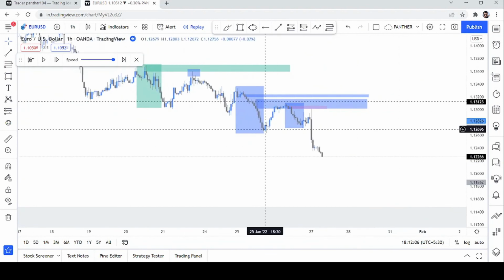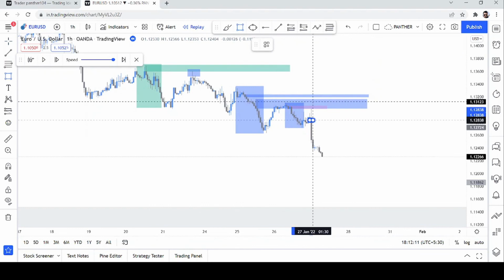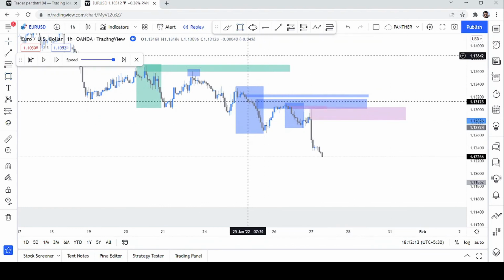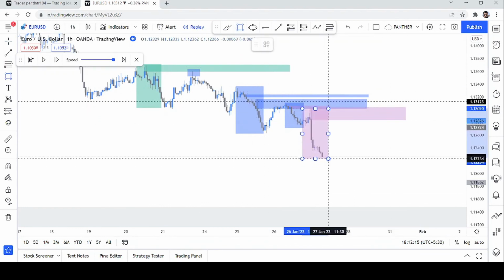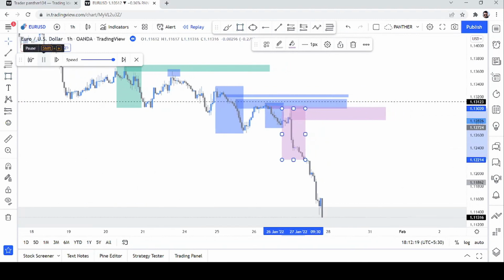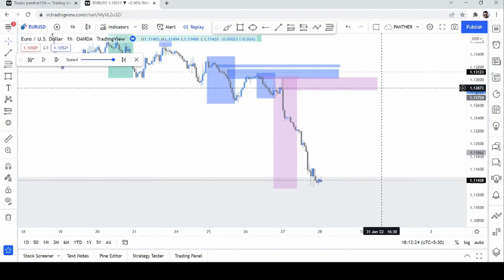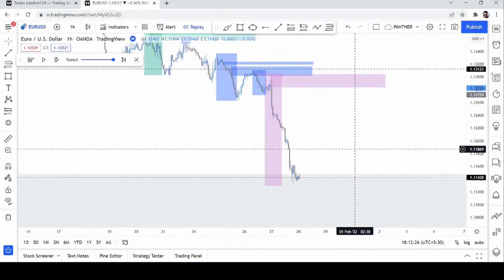So again, we have a break of structure here. Where is this break coming from? From this zone, right? It's coming from this zone. Where is your box? From here to where it's going to make a low. Let's see where it makes. Oops. Oh my God. I just failed like that.